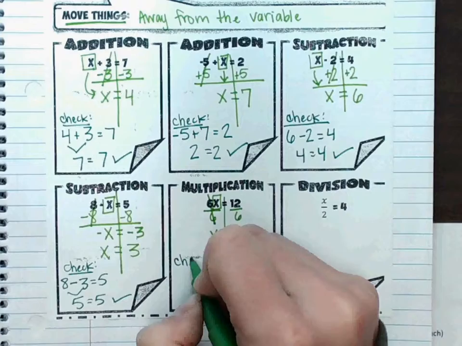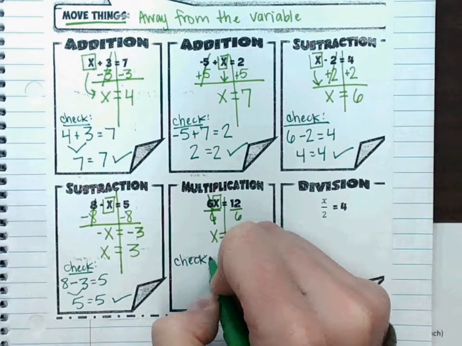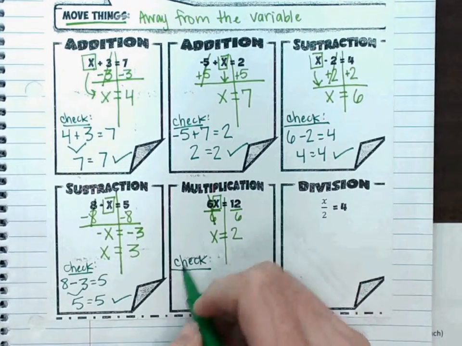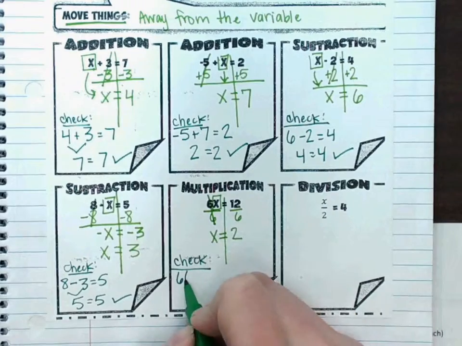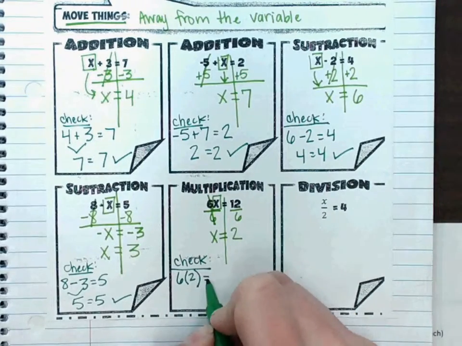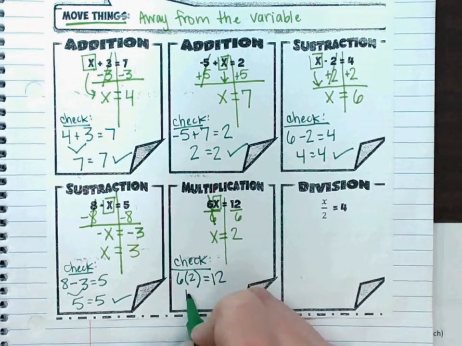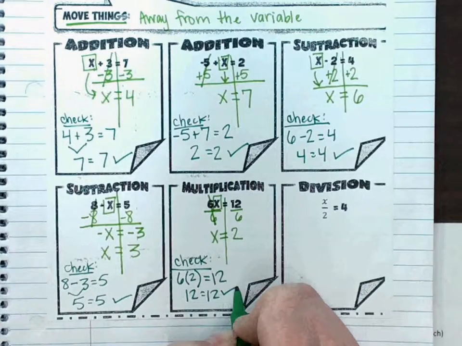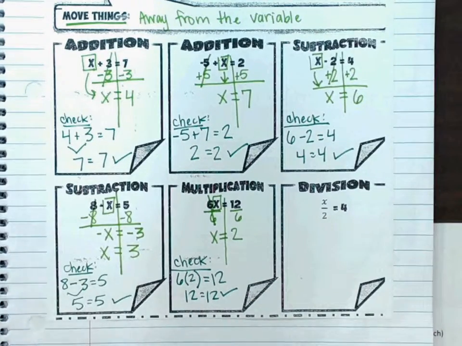Okay, so we're going to check down here. Alright, we've got 6. Remember when we substitute, we have to put parentheses, or else it would look like 62. 6 times 2 is 12. 12 equals 12. Check, that works.